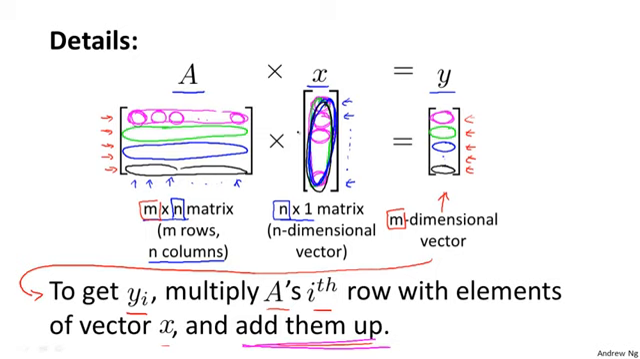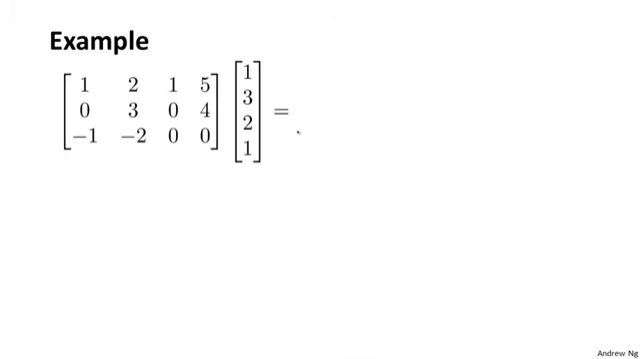Let's do one more example. Here's the example. So let's look at the dimensions, right? Here, this is a 3 by 4-dimensional matrix. This is a 4-dimensional vector, or a 4 by 1 matrix. And so the result of this product is going to be a 3-dimensional vector. So I'm going to write a vector with room for 3 elements.